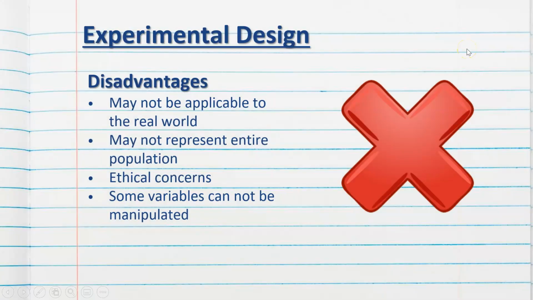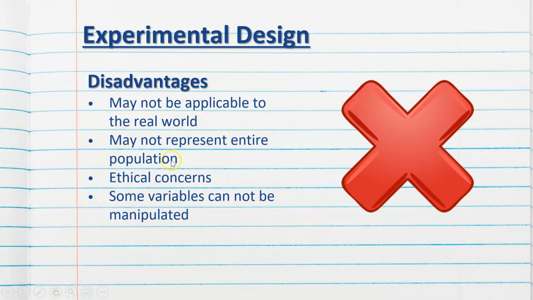However, the experimental design isn't always the best choice to use. There are some disadvantages with this design as well. Because it's done in a controlled setting, it may not be applicable to the real world, so it lacks what we call external validity. So in other words, when we do an experiment in a lab or a controlled room, we may not get the same results as we would in the real world of psychology. So that can be a real issue.